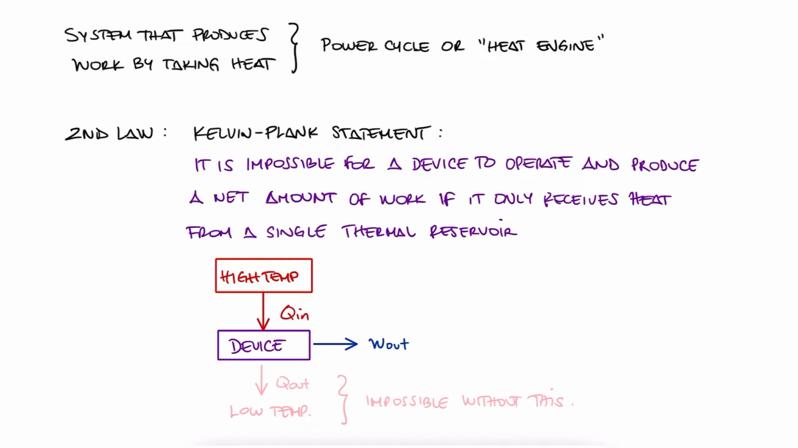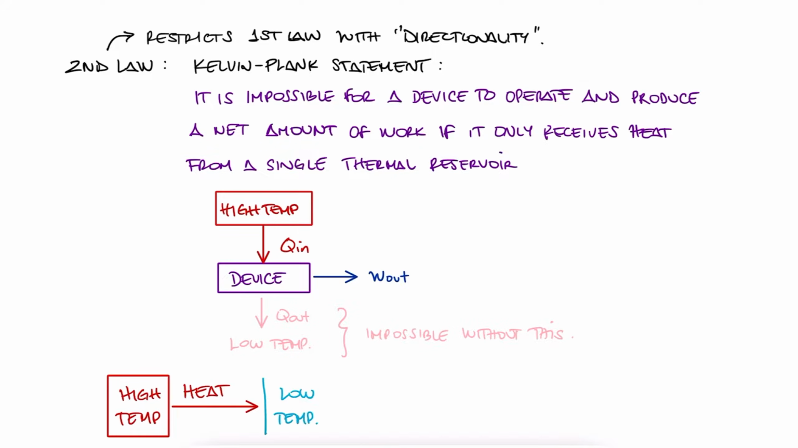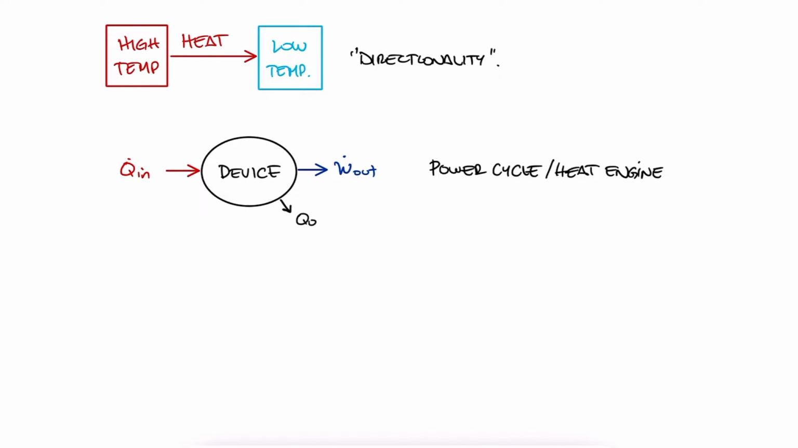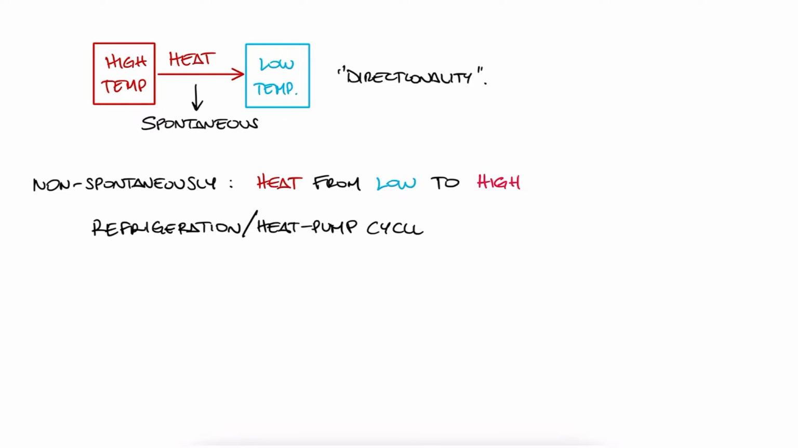We know that the second law helps us restrict the conservation of energy by giving it directionality. We know that heat spontaneously moves from a high temperature to a lower temperature. But just like it is possible to turn heat into work with a more complex cycle like the power cycle or heat engine, the only way to transfer heat from low temperature to high temperature locations is via a refrigeration or heat pump cycle. These cycles operate in a very similar manner to the power cycles or heat engines.